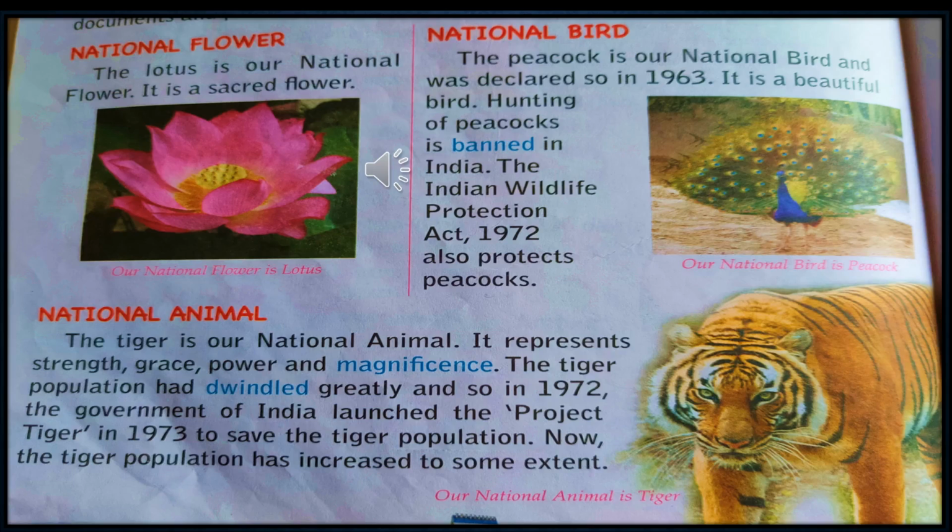And it is a punishable offense if someone kills a peacock, because it is a national bird and it is protected under the Wildlife Protection Act 1972. So nobody can kill a peacock because it is a punishable offense.